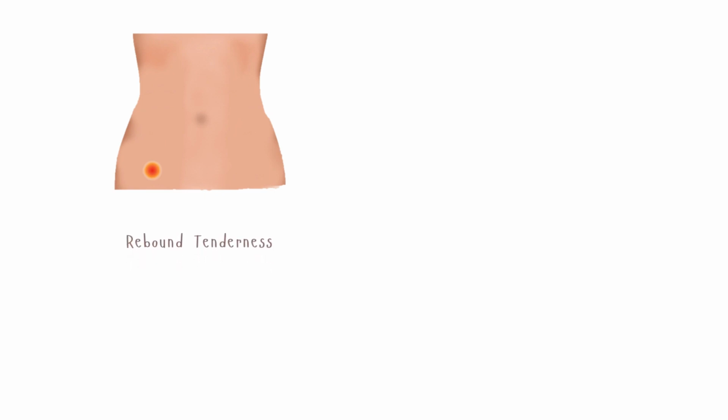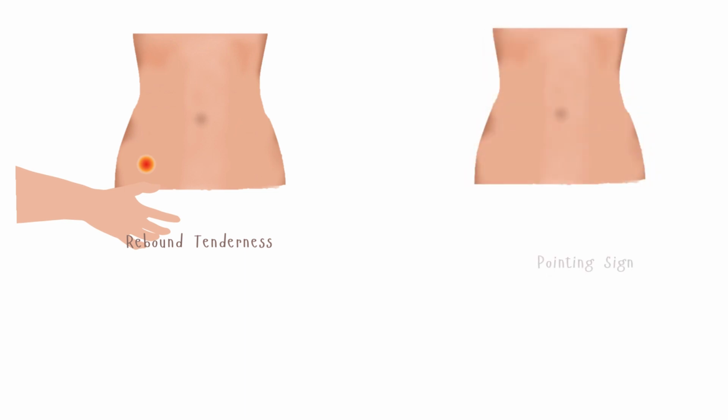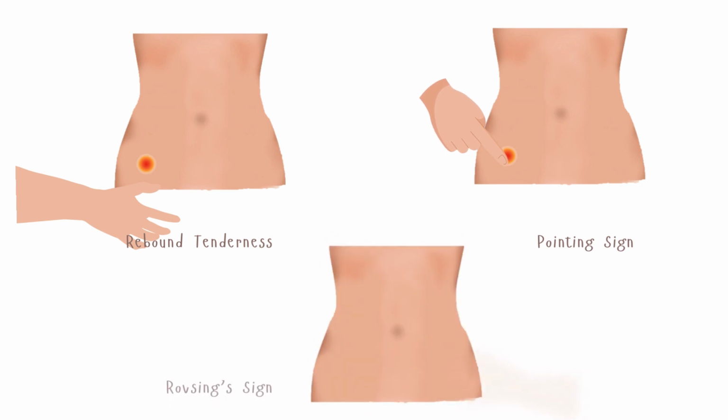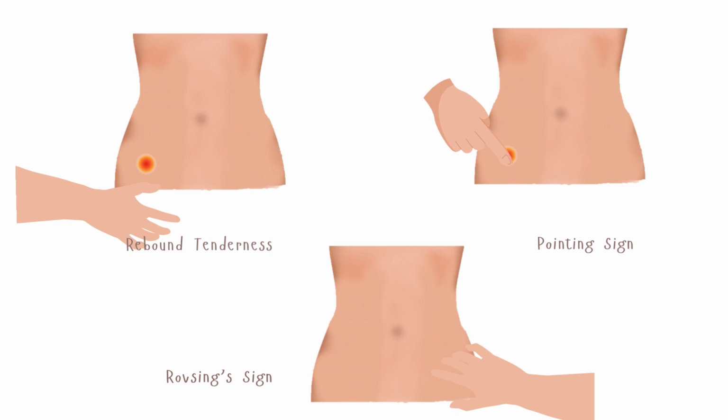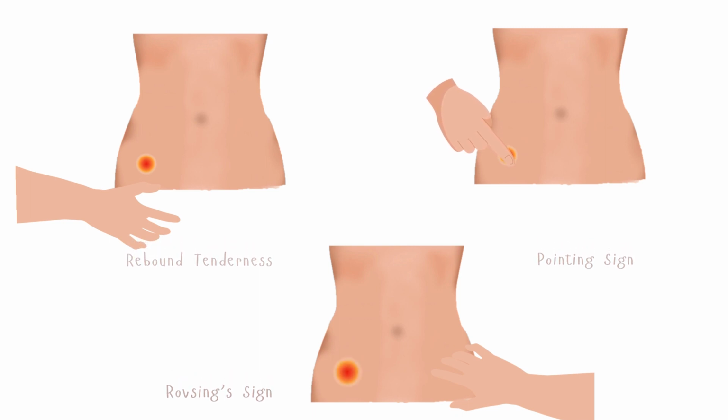It occurs when the examiner palpates deeply over the right iliac fossa and the patient complains of pain when the pressure on the tender area is released. Another sign is the pointing sign, in which the patient points to where the pain began and where it moved. Rovsing sign is when the deep palpation of the left iliac fossa may cause pain in the right iliac fossa.